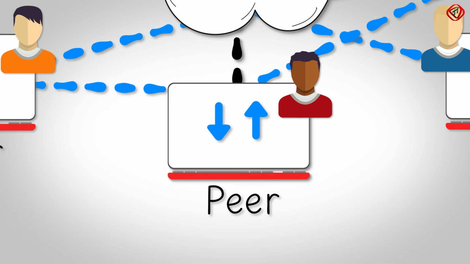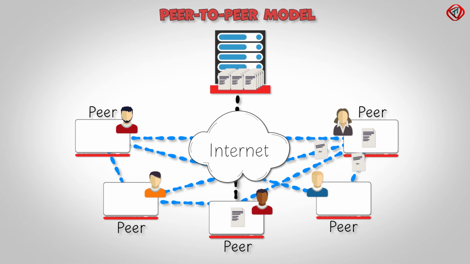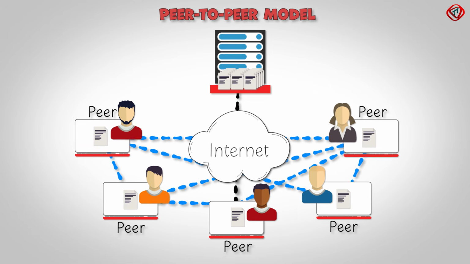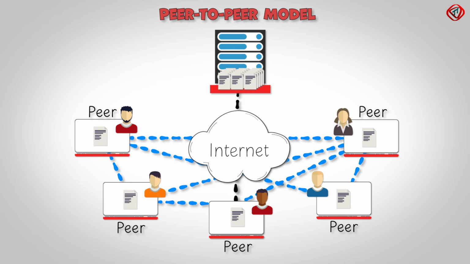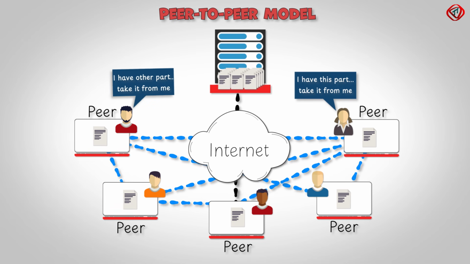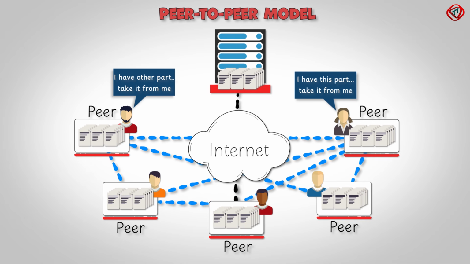That means once someone receives part of the file, they can immediately start sharing it with others. So, instead of one server sending the file to everyone, people start helping each other. One person says, "I have this part of the file, take it from me." Another says, "I have another part, take it from me." And slowly, everyone gets the complete file much faster.